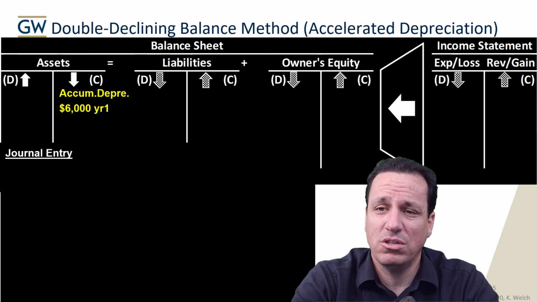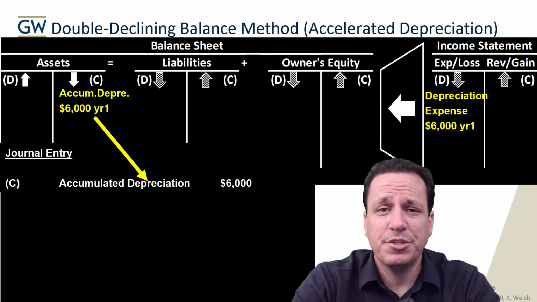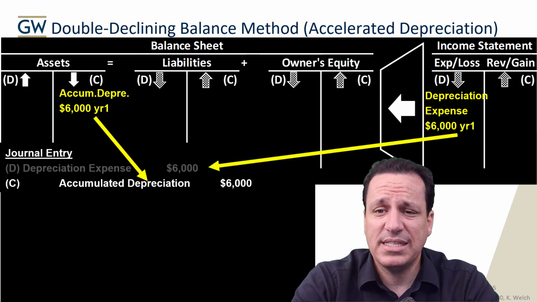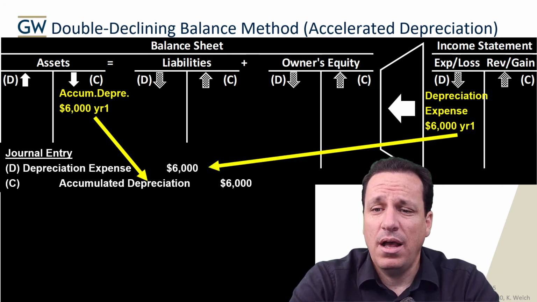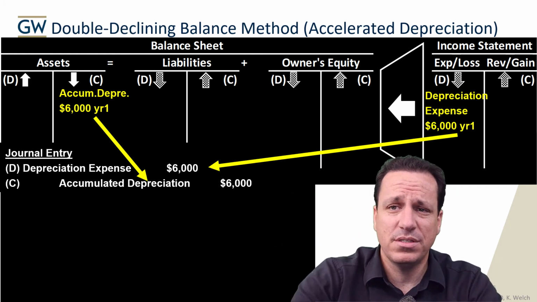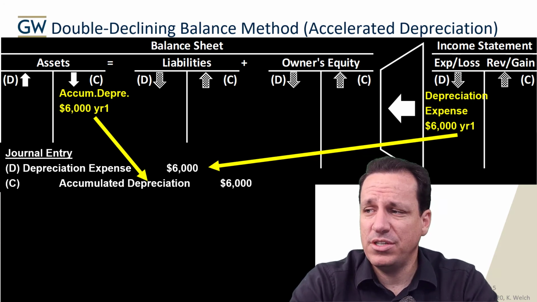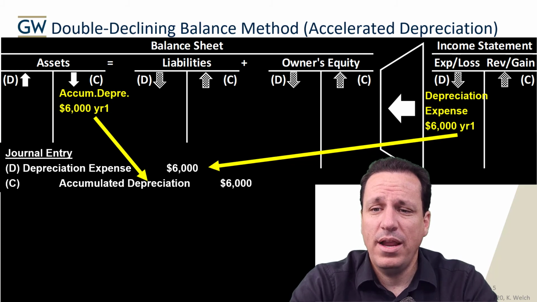So let's go through the journal entries for this. Accumulated depreciation in the first year is going to be 6,000. Depreciation expense first year is going to be 6,000. So 6,000 gets credited to accumulated depreciation. We're maintaining a credit balance on this on our assets because it's a contra asset account, this accumulated depreciation. And our depreciation is 6,000. And that will be debited, all right?